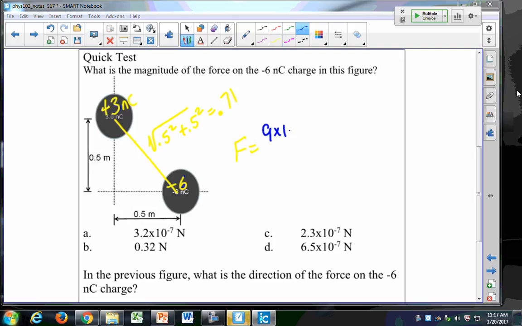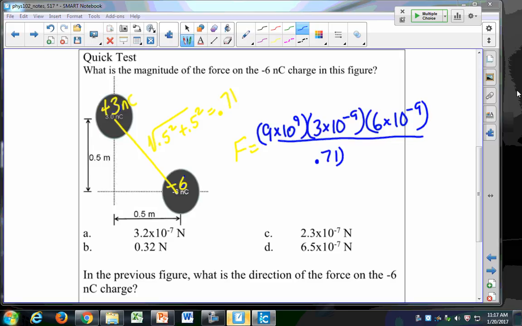9 times 10 to the ninth, Q, 3 times 10 to the minus 9, 6 times 10 to the minus 9, divided by 0.71 squared, which should be a half, right? Yeah, so that's a half. Let's see, that can cancel, and 27. Yeah, I get A, 3.2 times 10 to the minus 7. Y'all concur?